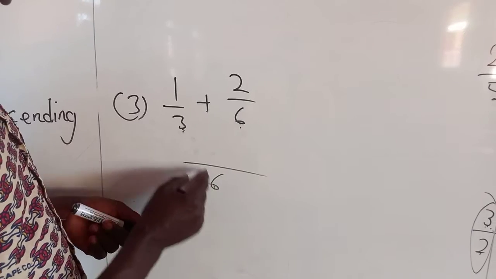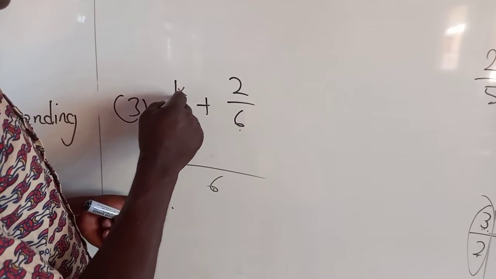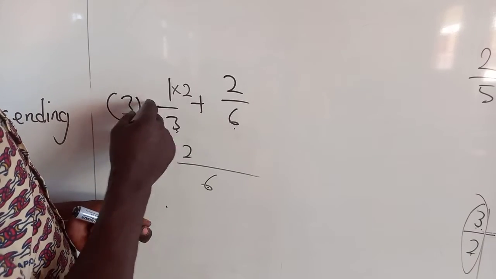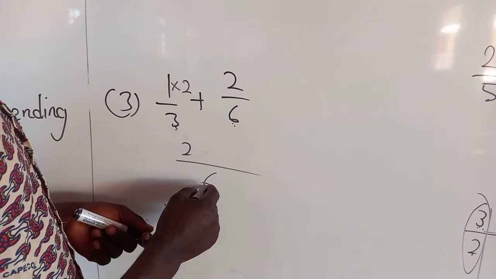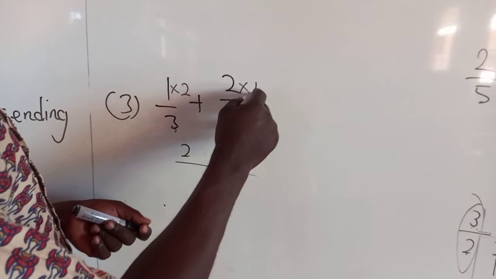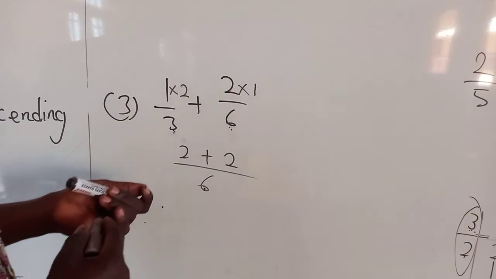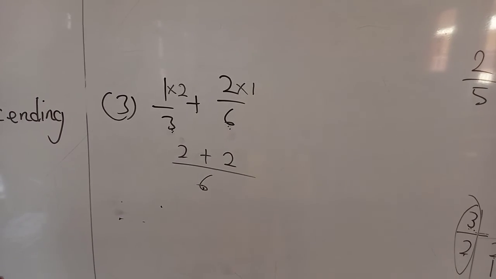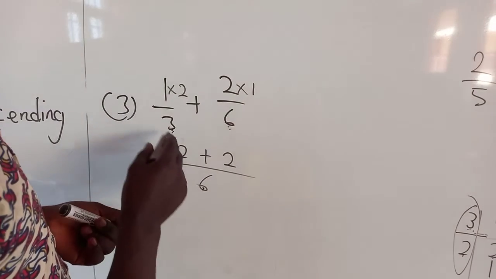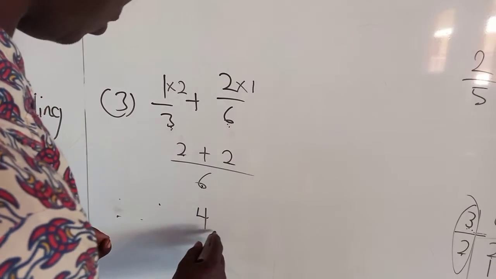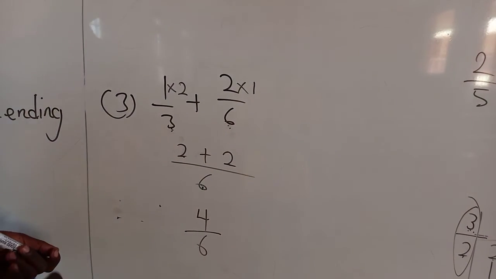So 3 will go into 6 2 times. So 2 times this will give us what? 6 will go into 6 how many times? 1 time, times 1. So it will give us 2. You're good. So 2 plus 2 will give us 4 out of 6.